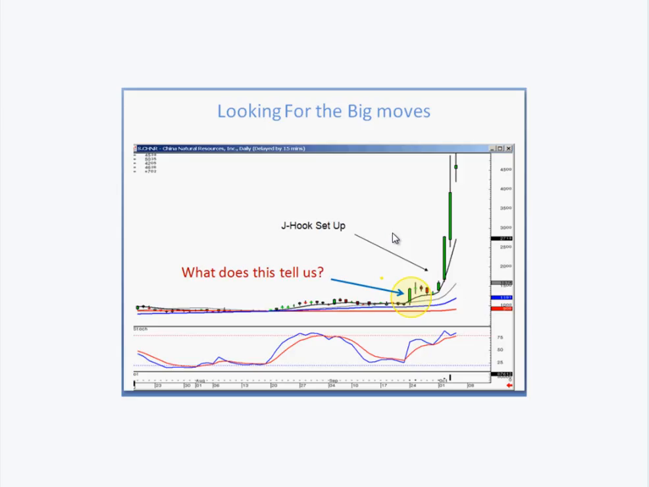Let's see. This is essentially what we're looking for. Lots of indecision here, then bam, new decision. There's our little J-hook pattern Morningstar signal. And we traded this one a while back, but I use this as an illustration to say, is every trade you're going to get in at 15 and get out 3 days later at 45? Definitely not. But it puts you in situations where the probabilities of being in those type of trades are greatly improved.